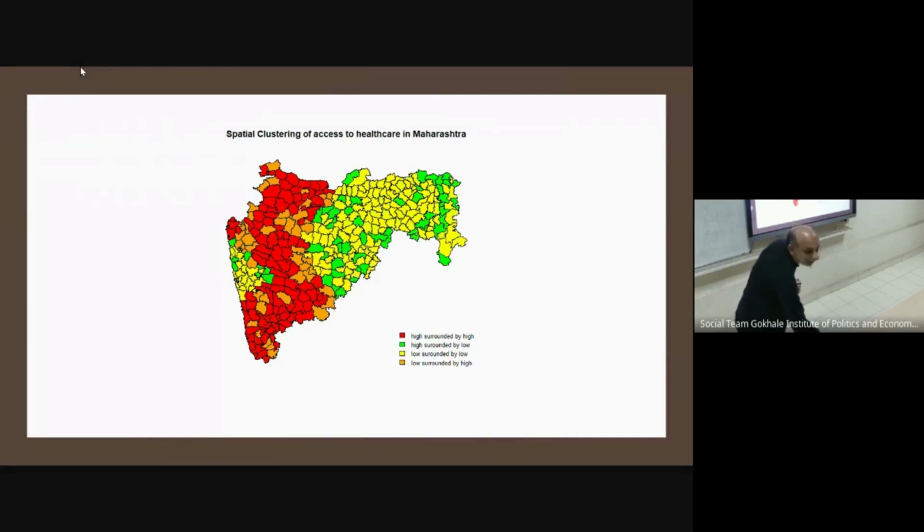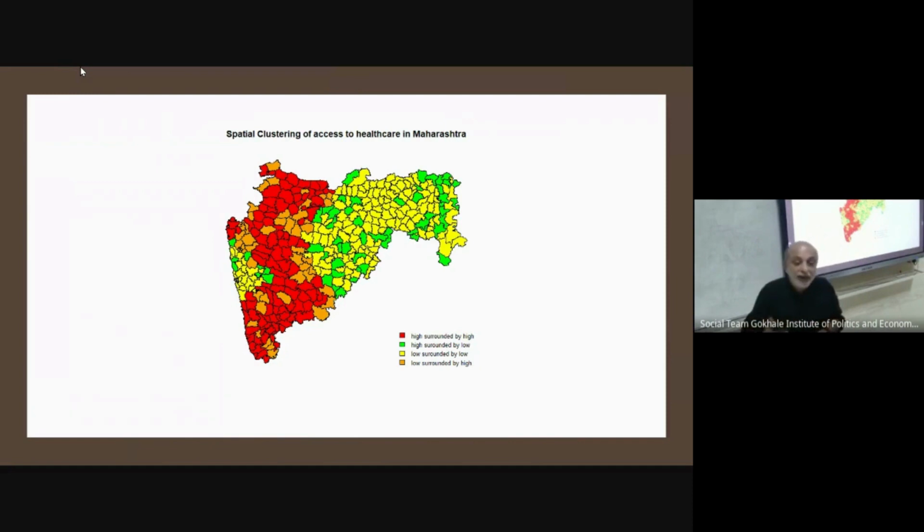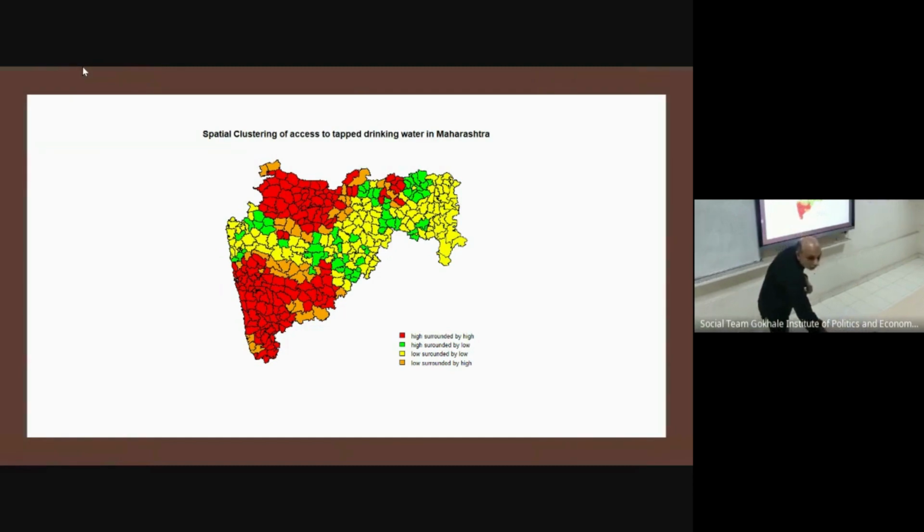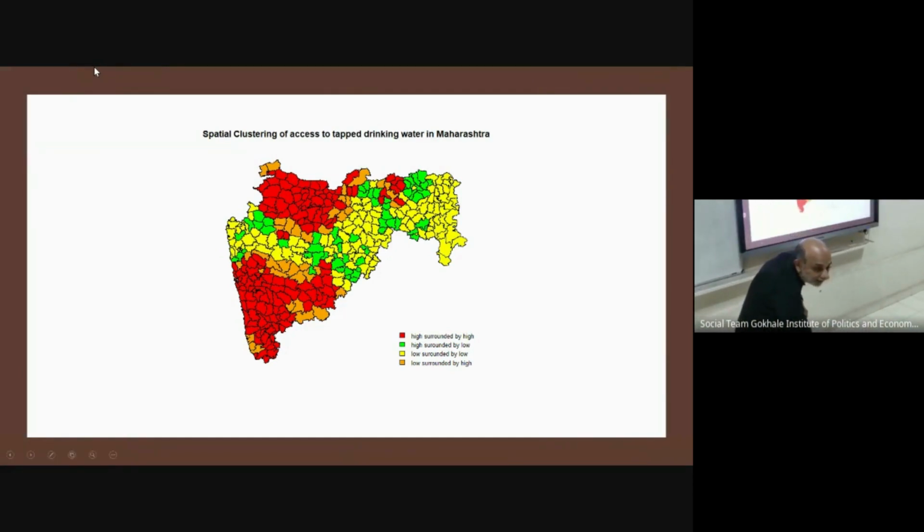Where is the access to healthcare? By healthcare, I mean whether you have a PHC or a CHC, a community health center, in your village, or you have access to healthcare within 5 kilometers of it. That is how I'm constructing it for the village. And look at where it is. Access to piped drinking water: what we have done is that at least 50% of households having access to piped drinking water qualify in this data. And this is our access to clean drinking water.